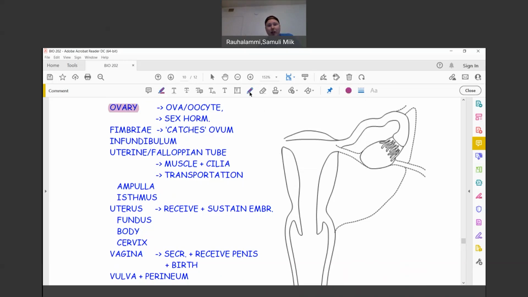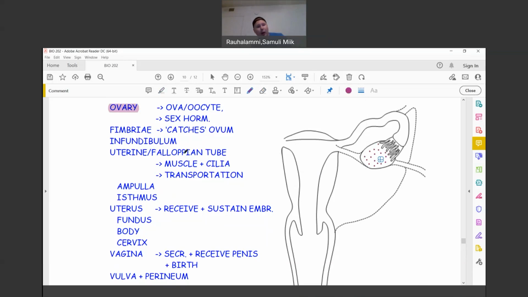And the first structure that I want us to talk about is going to be the ovary. So ovary is the female main reproductive structure. So that's where the egg cells are produced, and that's also where the sex hormones are produced.